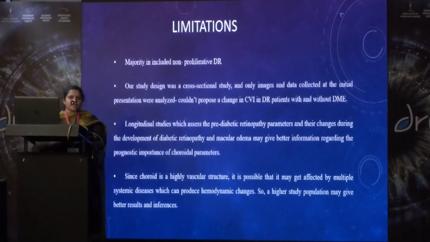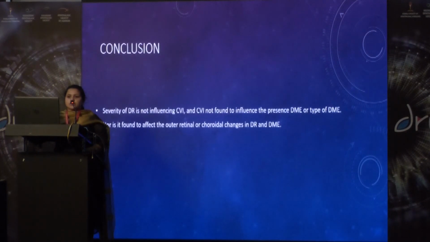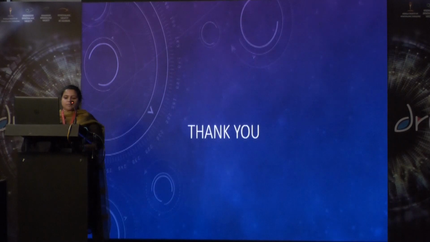And the choroid, being a highly vascular structure, will definitely be influenced by vascular disease like diabetic retinopathy. So a larger population study will give better results and inferences. So to conclude, the severity of diabetic retinopathy is not influencing the choroidal vascularity index, and the choroidal vascularity index is not found to influence the presence of diabetic macular edema or the type of diabetic macular edema, nor is it found to affect the outer retinal and choroidal changes in diabetic retinopathy and diabetic macular edema. These are my references. Thank you.